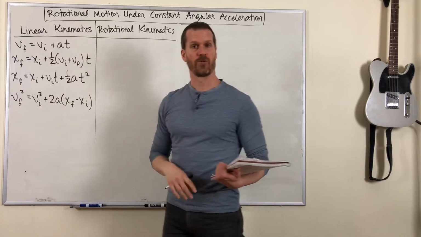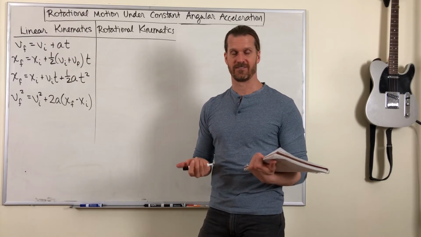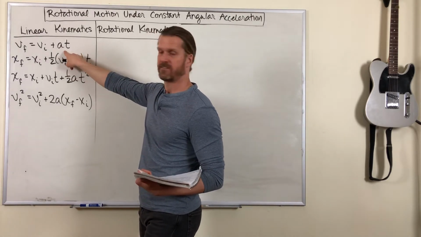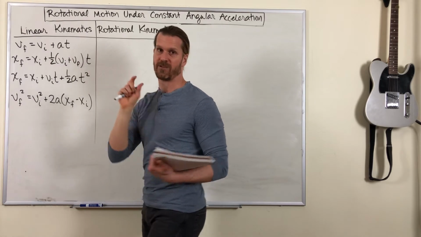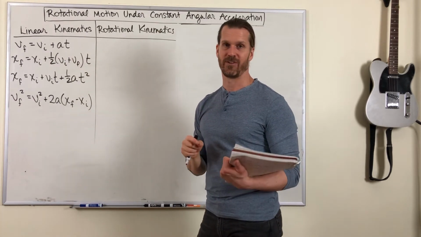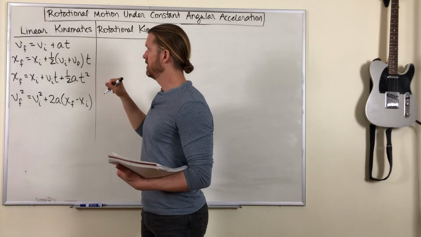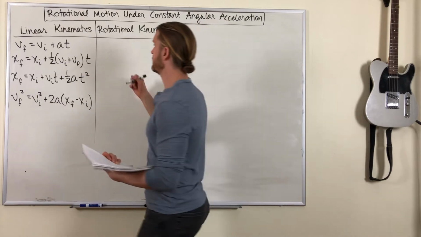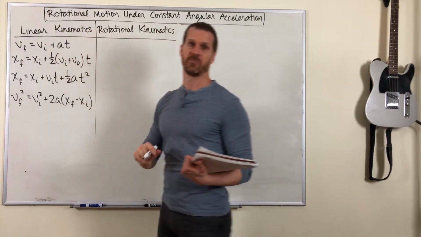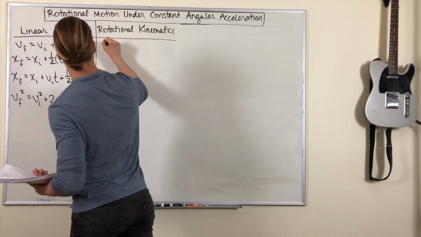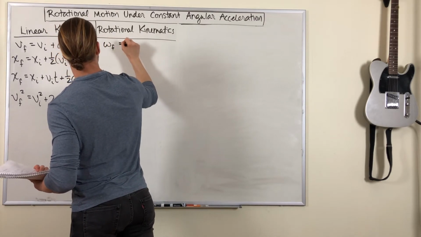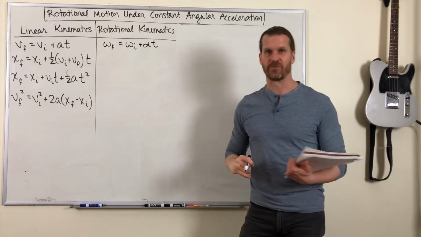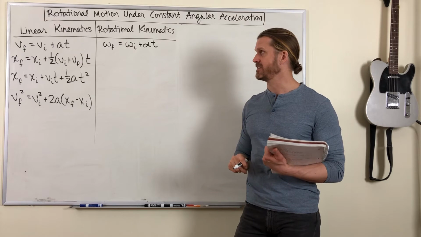So here are 4 kinematic equations that you've seen many times. And I'm going to turn each of these equations into the rotational version by replacing quantities with their rotational counterpart. So velocity becomes angular velocity. Acceleration becomes angular acceleration. Our first kinematic equation now looks like omega final equals omega initial plus alpha t.